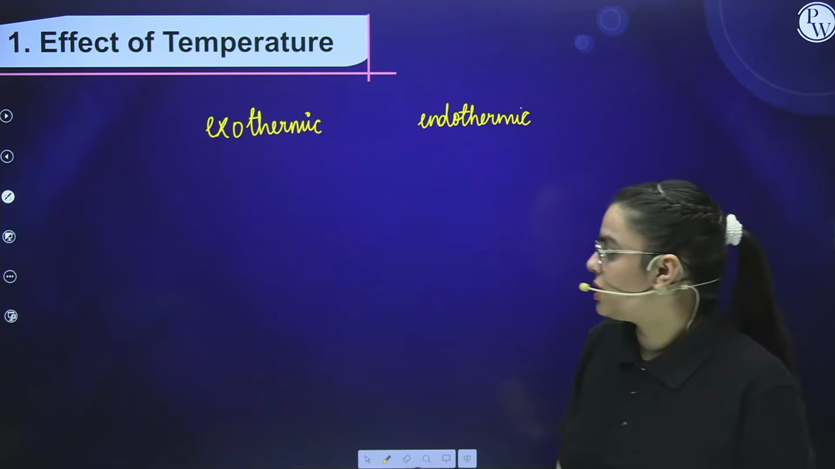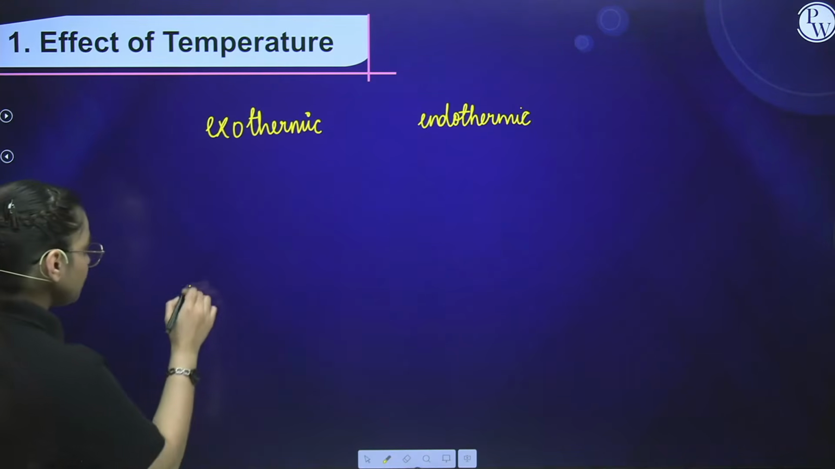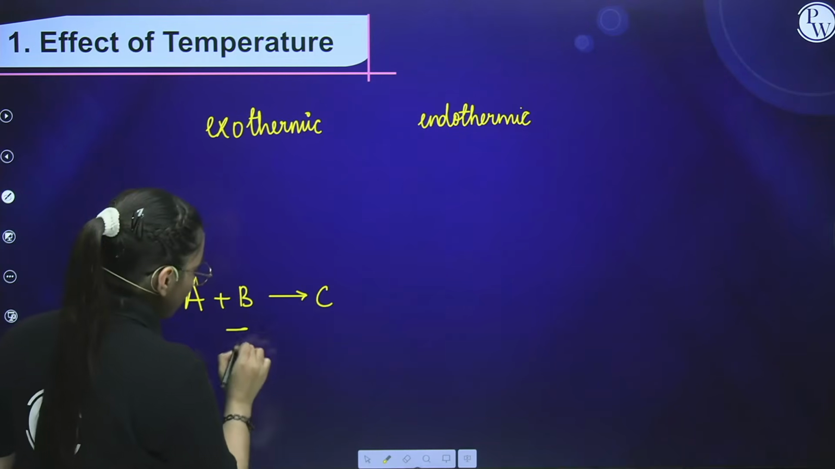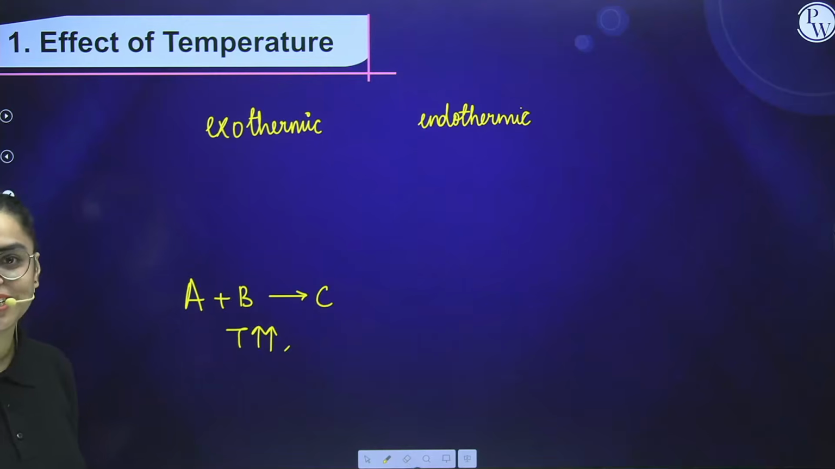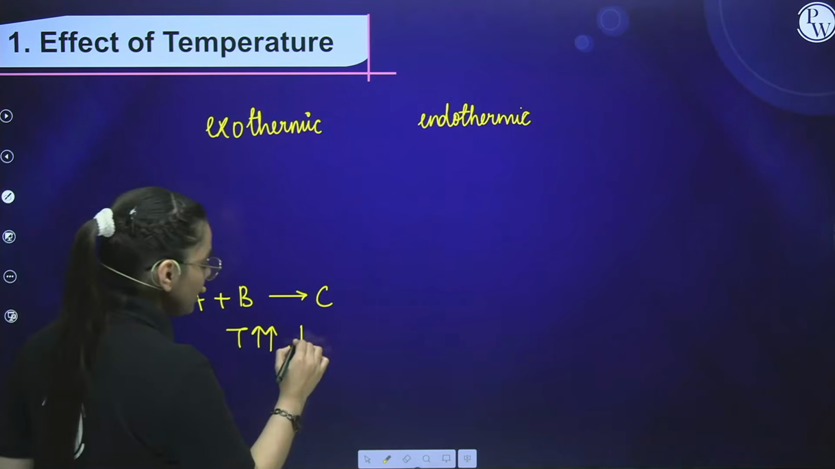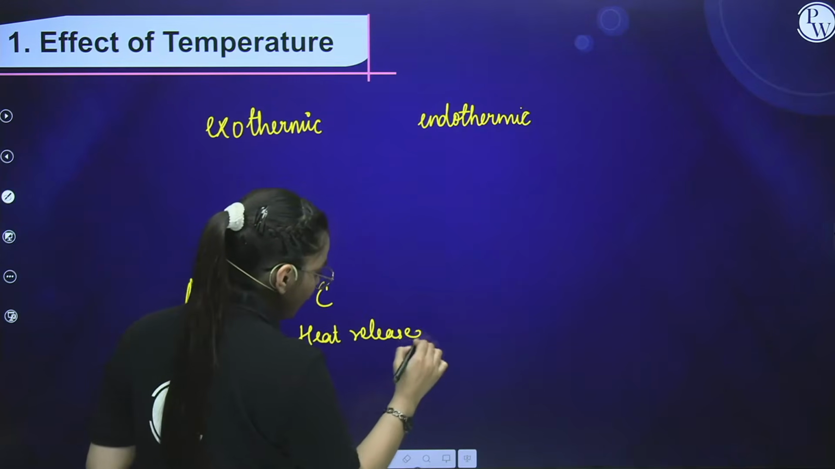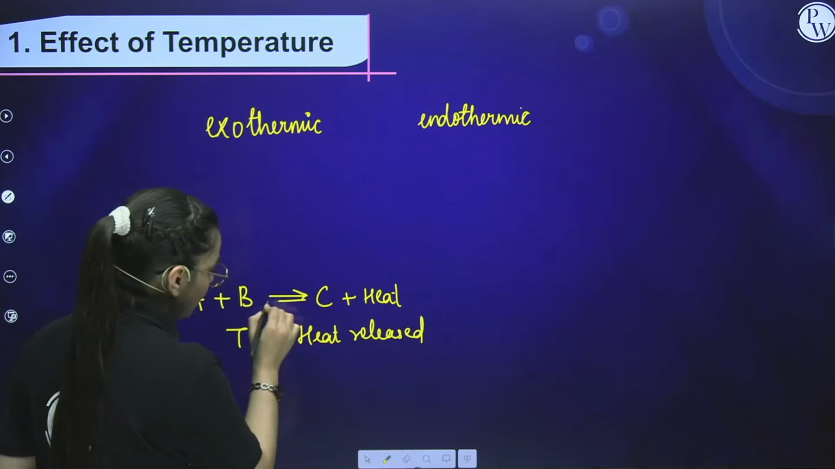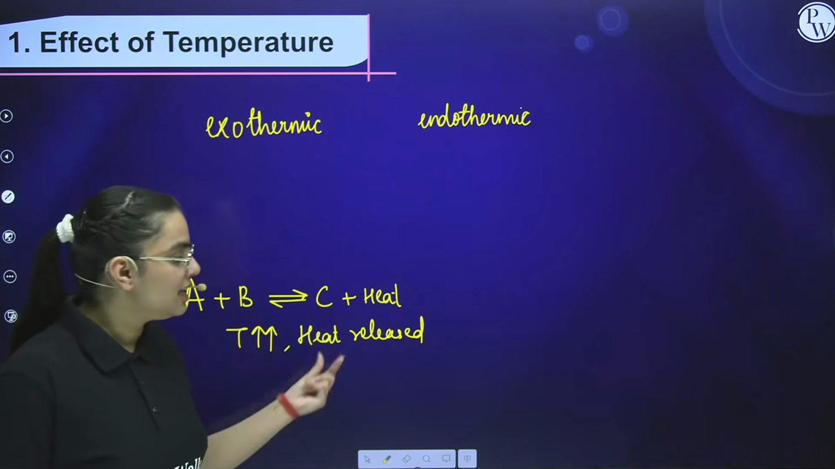What happens actually, see, if I talk about a general reaction, I say that A plus B gives C. When temperature is increased, this is a sign for increase, so don't get confused. When temperature is increased, heat will be released. So when heat will be released, I can write it like this because it is released as a product. It is the equilibrium sign. So I said that when temperature is increased, heat will be released.